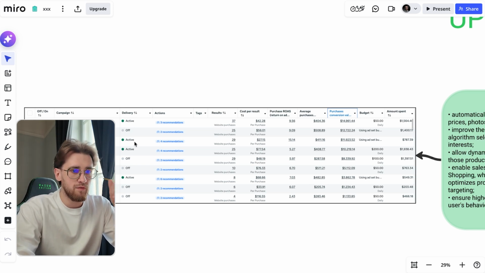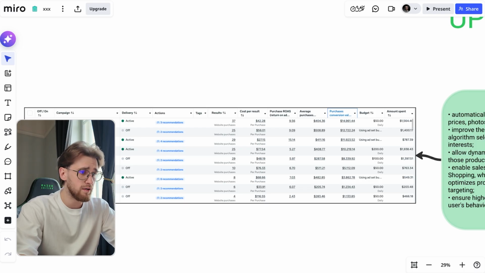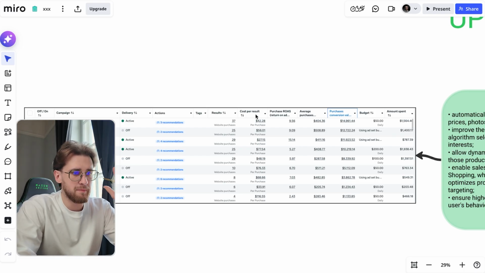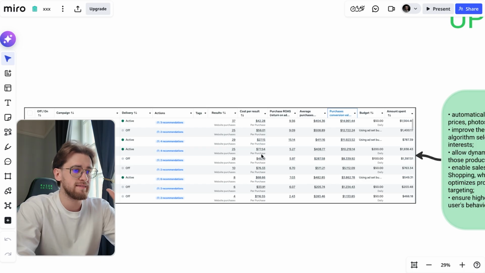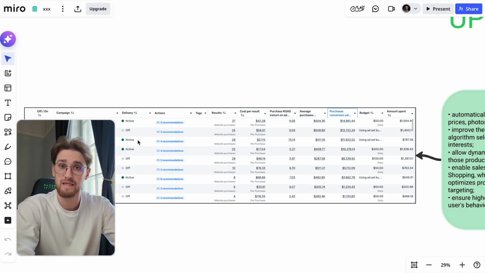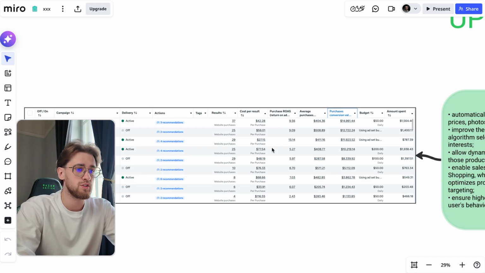And here you can see, for example, that we have all of these catalog campaigns. Some of them are for top of the funnel, some of them for middle of the funnel. And you can see right here the average CPA is $40, $27, $70, and they're generating average order values of 14,000, 12,000, 11,000, 10,000 with ROAS 9.5, 9.0, 15, because it's middle of the funnel. So even middle of the funnel converts better, of course. So 5.2, 5.9, even 2.4.